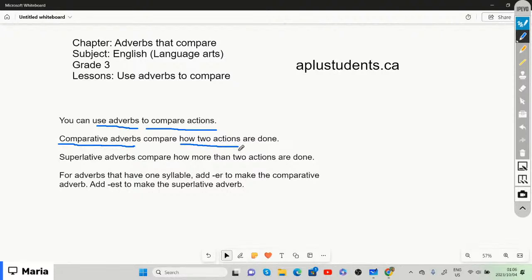And then we have a superlative adverb. The superlative adverbs compare how more than two actions are done. More than two actions are done.